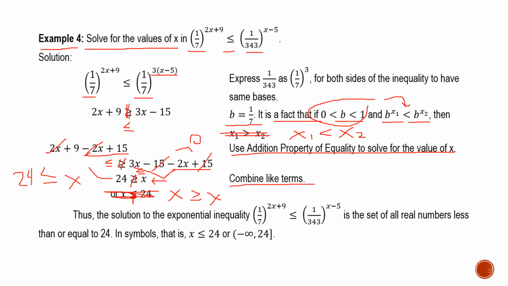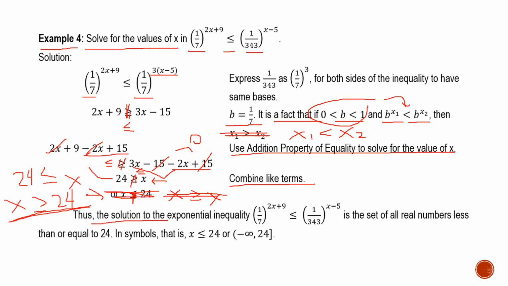So we combine like terms, because 2x minus 2x are like terms, and 15 and 15 are like terms. That's why we need to combine them. So we arrive at the idea. In this case, there's a typographical error in this part. So it becomes x is greater than or equal to 24. So this will be our final value in your inequality.